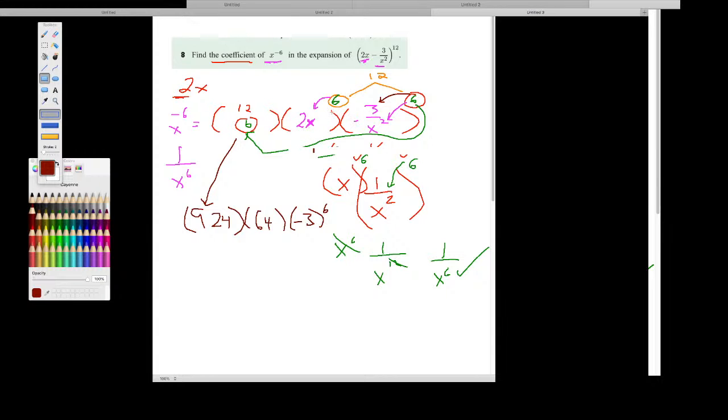Simplifying 2 to the 6, 6 there, 12, 6 there, 12 there, cancels out, 1 over x to the 6.